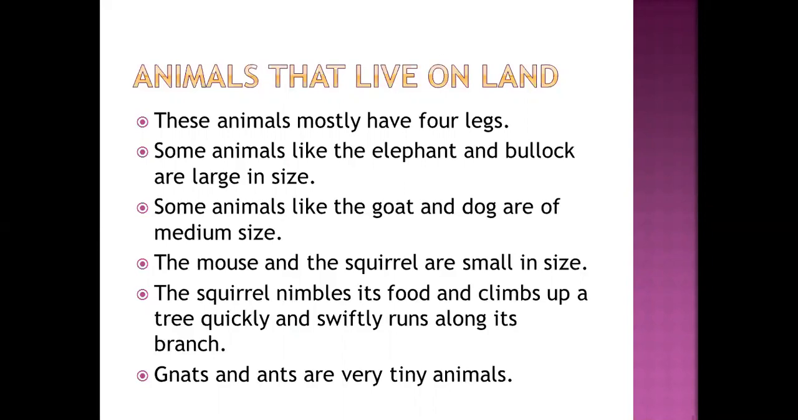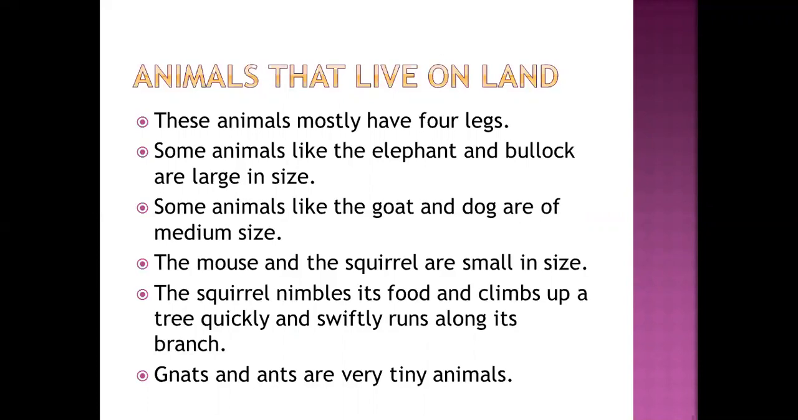Now, animals that live on land, they are large in size, some are medium, some are small, and some are tiny. So as I tell you the names of some few animals, you picturize those animals in front of you. So some animals like the elephant and bullock are large in size. Some animals like the goat and dog are of medium size. The mouse and the squirrel are small in size.